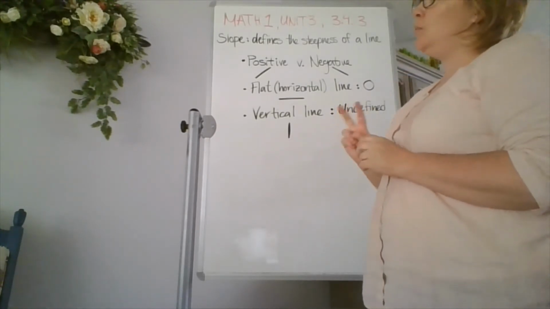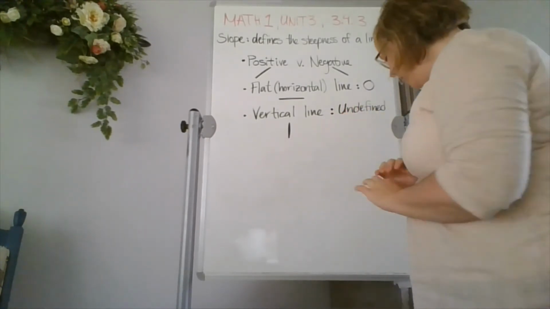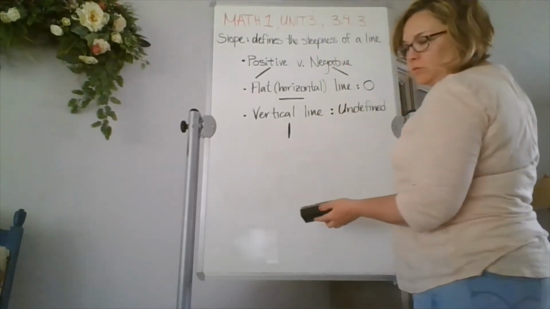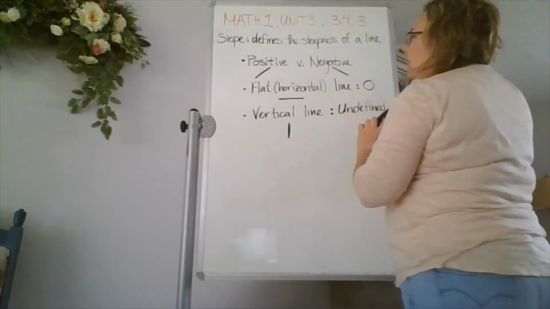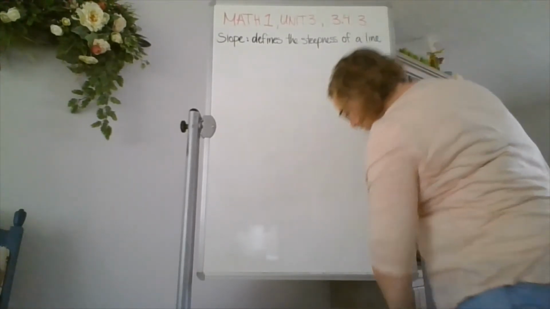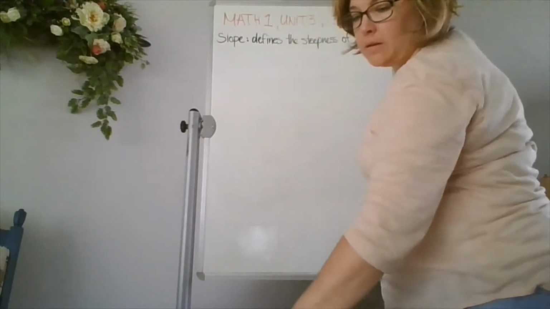Okay, so let's talk about how we find the slope of a line. You need 2 points on the line to find slope. It can be any 2 points that you want. Does not matter which ones you choose. I'm going to go ahead and erase this. So we can take any 2 points to find the slope of a line.